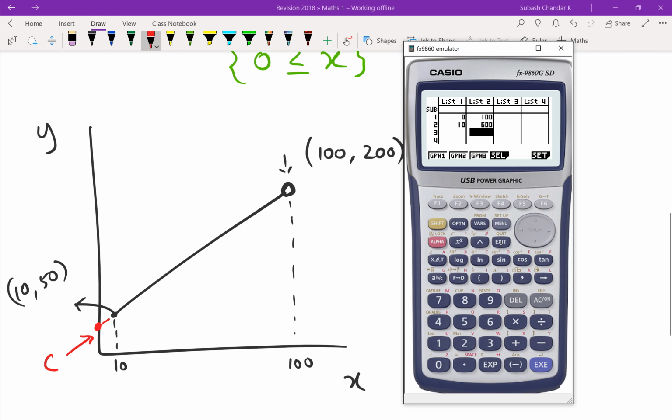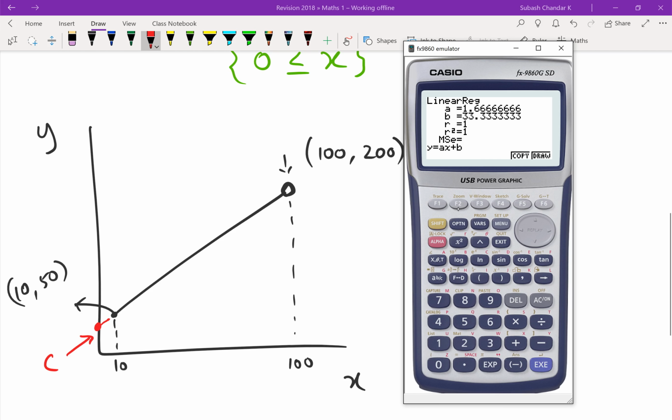Exit. My two points are (10, 50) and my second point is (100, 200). So graph 1, calculate X. Now, it was really strange, because when I put this question up first, I thought, oh man, I should have given these guys an easier number to work with. But those are the numbers that we've got here.